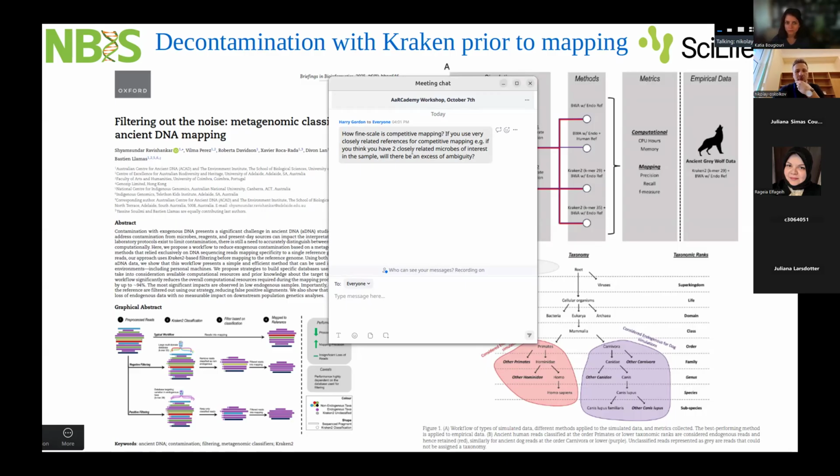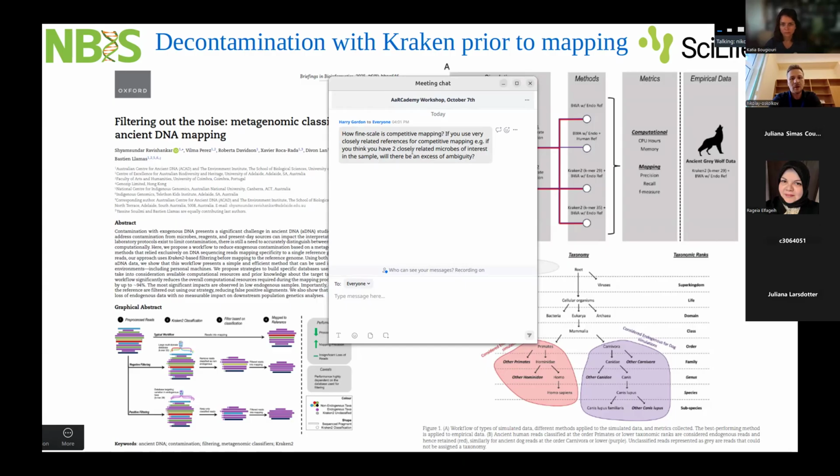How fine scale is competitive mapping? If you use very closely related references for competitive mapping, if you think you have too closely related microbes of interest in the sample, will there be an excess of ambiguity?